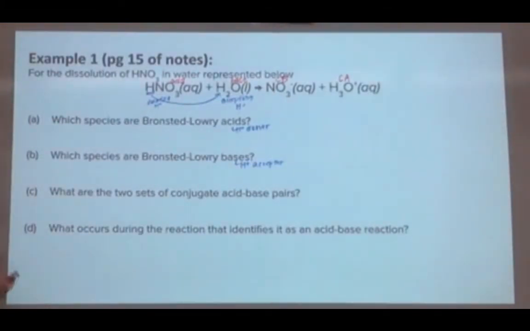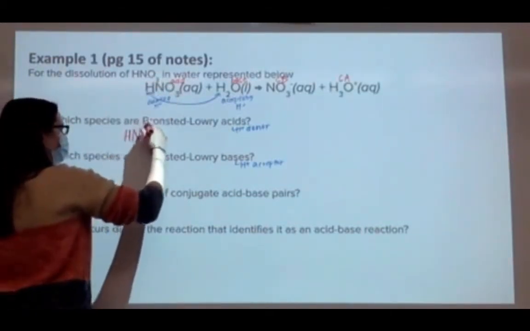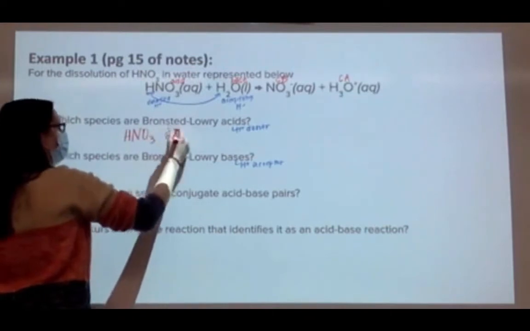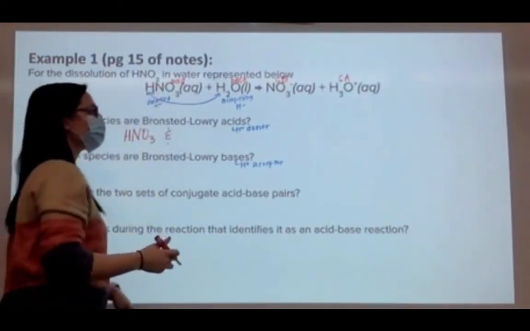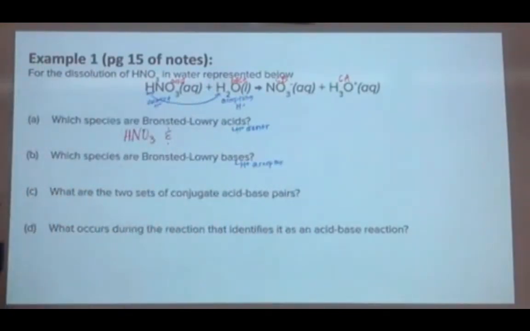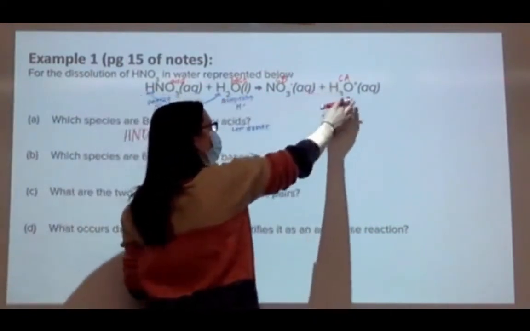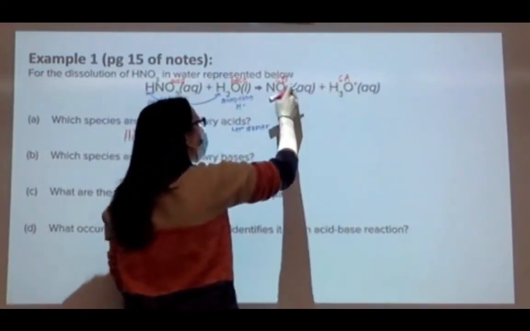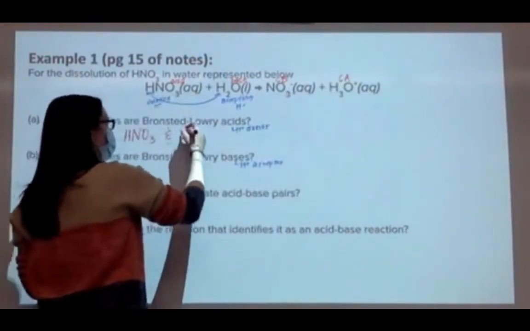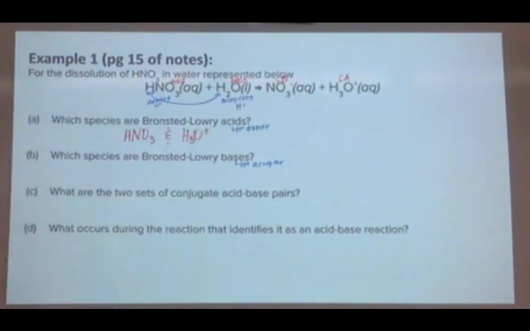So the Bronsted-Lowry acids, you're going to have one on each side. It's going to be HNO3. That's the acid that's on the left. The acid that's on the right, even though it's labeled as a conjugate, it still would act as an acid. Because if the reverse reaction happened, H3O+ would donate its proton to NO3-. So the two acids are on opposite sides of the arrows, HNO3 and H3O+.